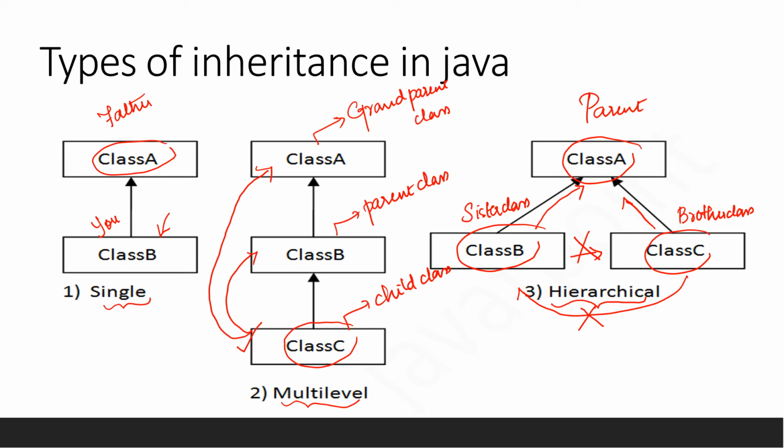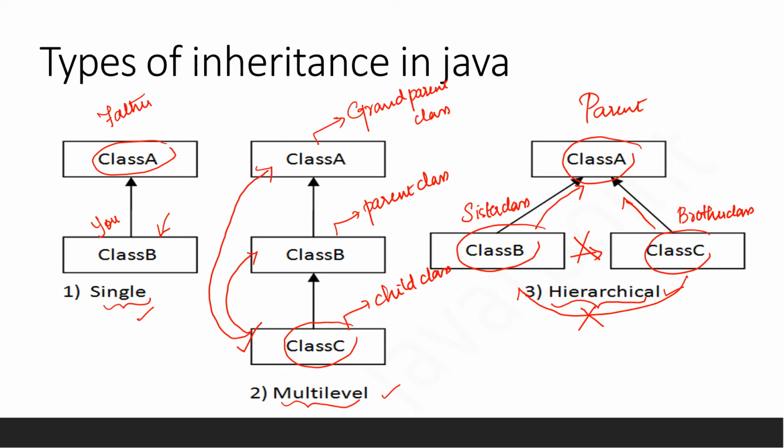So what are the types of inheritance here? Single inheritance, multi-level inheritance, and hierarchical inheritance. So in single inheritance, from a base class, one derived class is inherited. So that is called single inheritance.